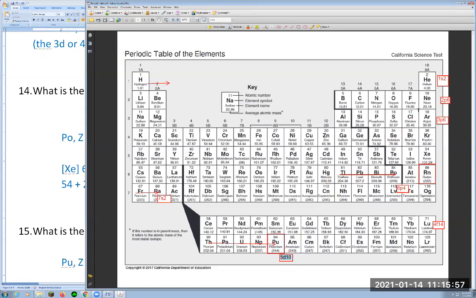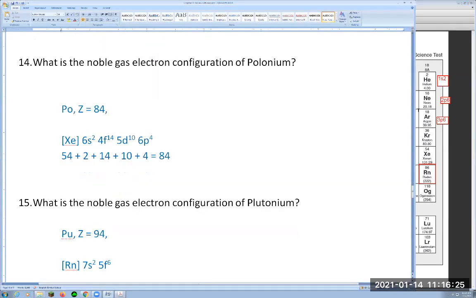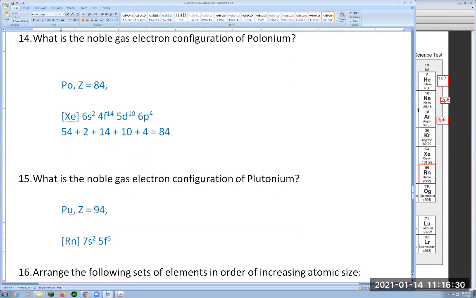And so what's the number in front? Because we are in period 7, you do 7 minus 2, which is 5. So 5 is correct here. f, and we said 6, so 5f6. So from radon, 7s2, and then 5f6, and then you have plutonium. There is no d orbital filled here. So radon, 7s2, 5f6. That would be the noble gas electron configuration of plutonium.